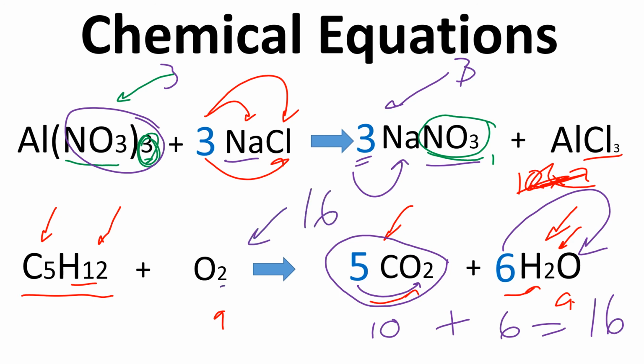Well, good news, we already have 2. What's 16 divided by 2? That should be 8. So another way to think about it is 8 times 2 gives us 16. And we have done it. We have balanced this one.